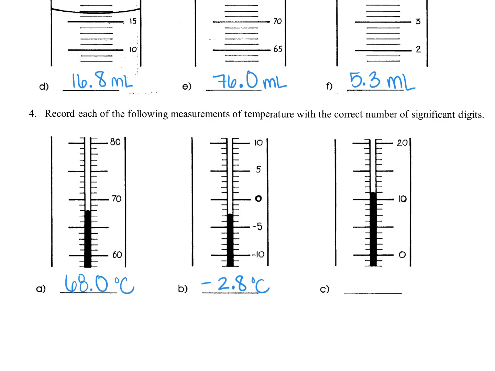Okay, try that third one on your own. Okay, what did you write down for this third temperature? 11? Why 0.0? Because we told them to have something in that spot, and it looks pretty much right on 11. Okay, how many of you see that it's exactly at 11? Okay, so we can be certain it's at 11, and then you go one digit further. So if it's exactly at 11, we go 11.0.